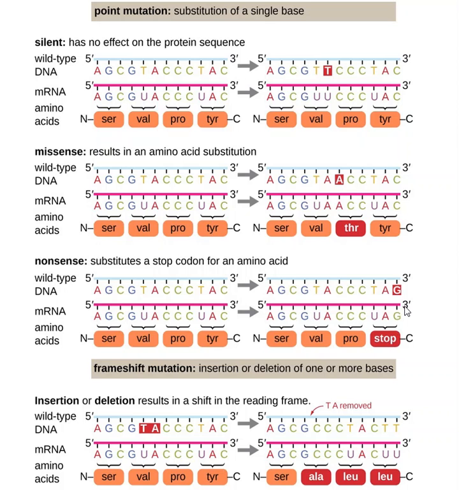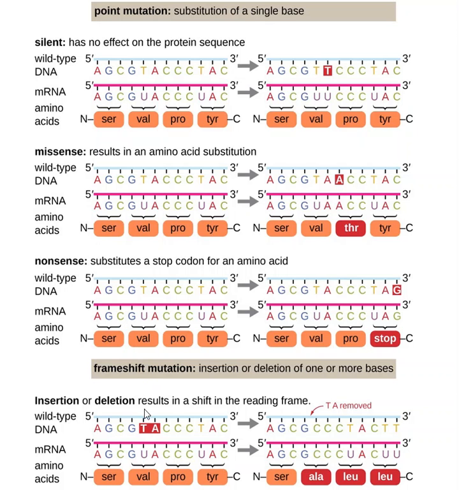The last two types of point mutations are insertions or deletions. And both of these have the effect of creating what's called a frame shift. So when we think of the word frame, we think reading frame, which is the order of nucleotides contained in the codons on the mRNA. If there's an insertion or a deletion, then that means that the codon composition will change.